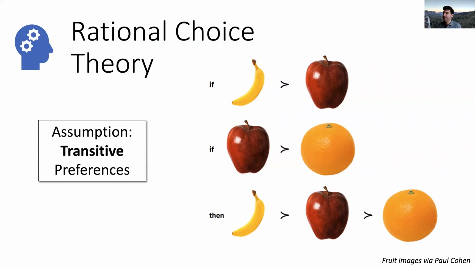Okay, so any questions about those two axioms? Does that make sense right now? So pretty basic, not making wild assumptions about behavior or about choice.